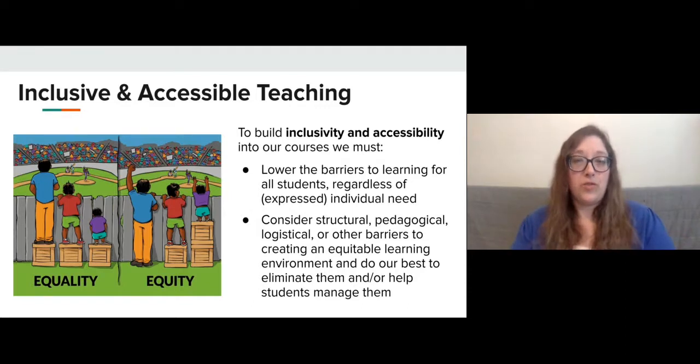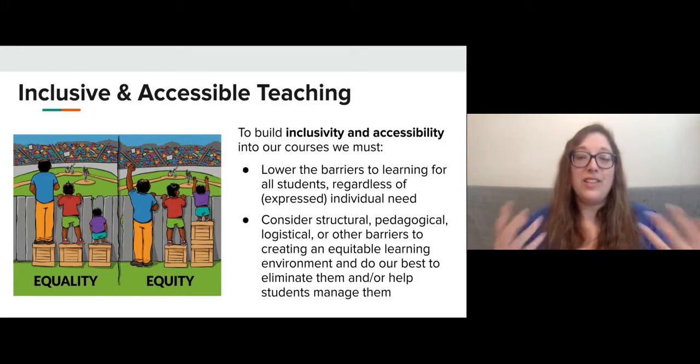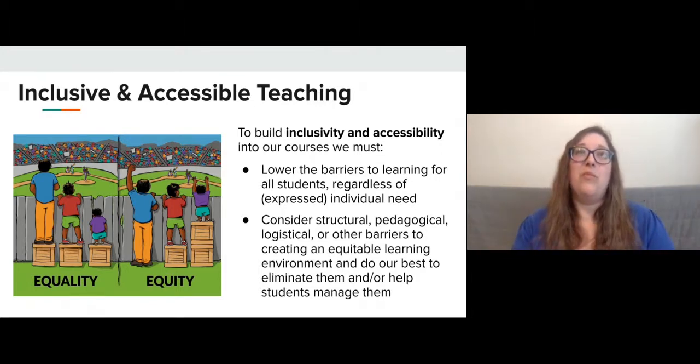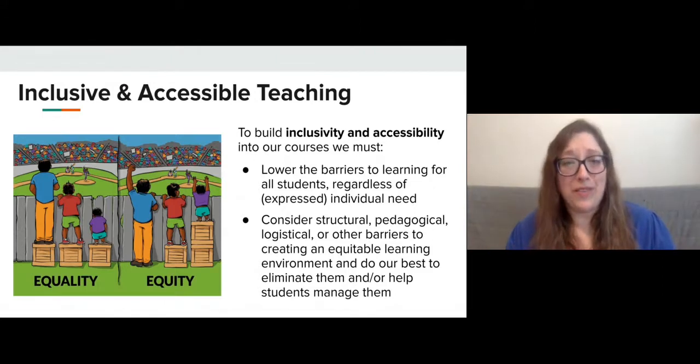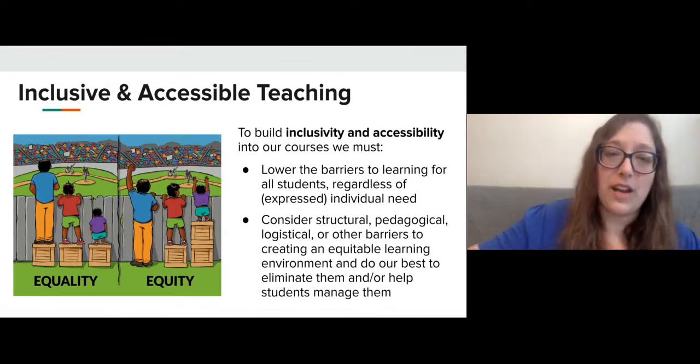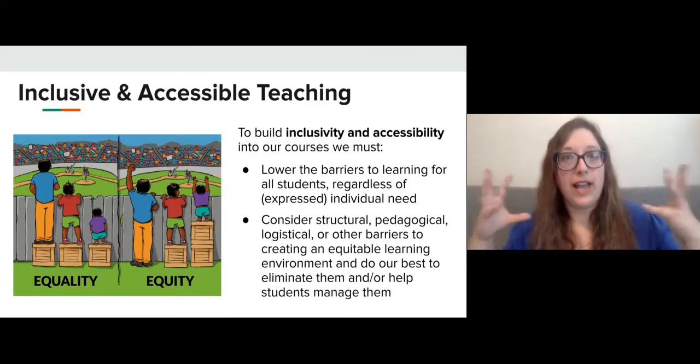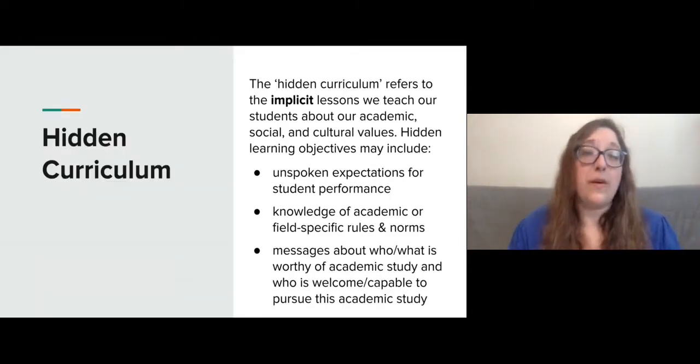So the thing we need to do in order to do this is to think even more outside ourselves and think outside the expressed interest of our students, and consider structural, pedagogical, logistical, or other barriers to creating an equitable learning environment, and do our best to eliminate them and/or help students manage them when there's nothing we can do about them. And one of the ways that I think it's really important for us to think about this macro scale of inclusivity is to think about the hidden curriculum.